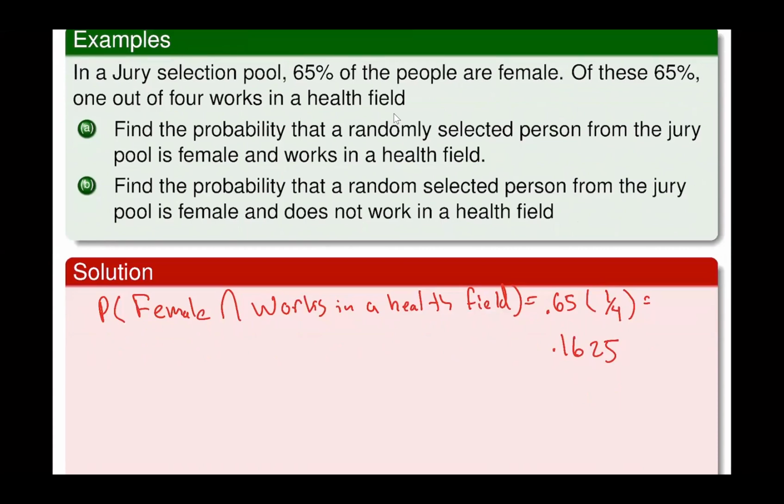Any questions in regard to A? All right, so let's do B. Let me put this for A, this for B. If you look at B, it says find the probability that a randomly selected person from the jury pool is female and does not work in the health field. So we want them to be female, but we don't want them to work in the health field.